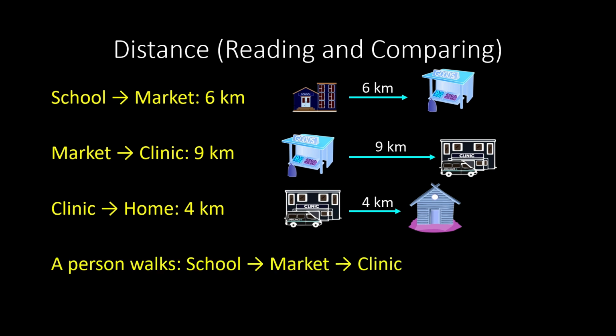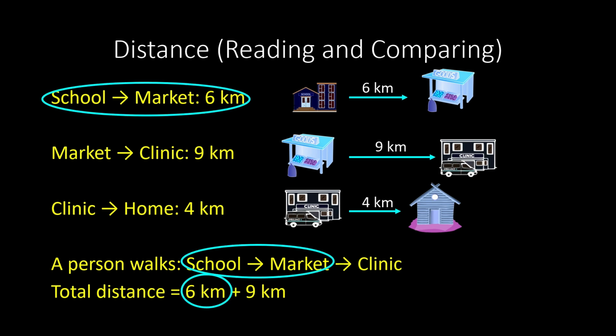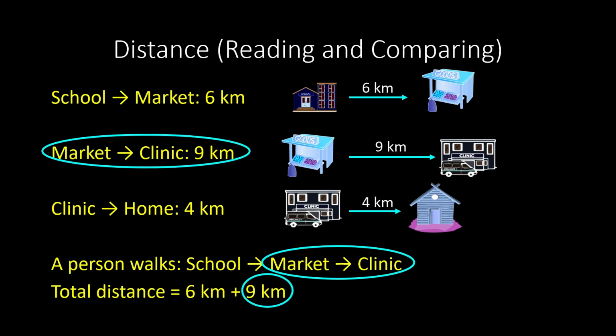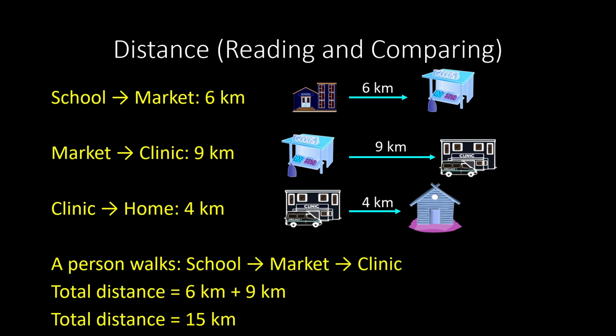Suppose a person walks from the school to the market to the clinic. What distance do they walk altogether? In this case, we're looking at the total distance. In other words, we add. So the total distance is the journey from the school to the market, which is 6 kilometers, plus the journey from the market to the clinic, which is 9 kilometers. Altogether, this gives us 15 kilometers.